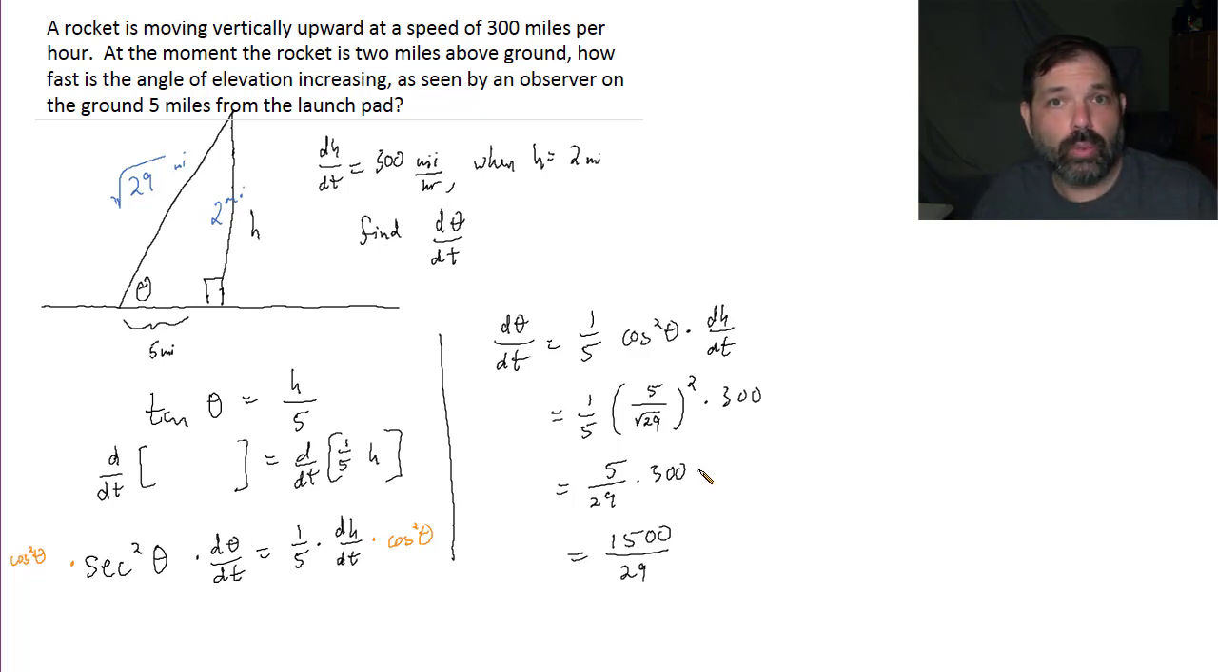In calculus, we don't use degrees. All the functions that we worked with, differentiating the sines, the cosines, the tangents, all that, it doesn't work the same with degrees. It's in terms of the radian measure. So the units on this would be 1500 over 29 radians per hour.